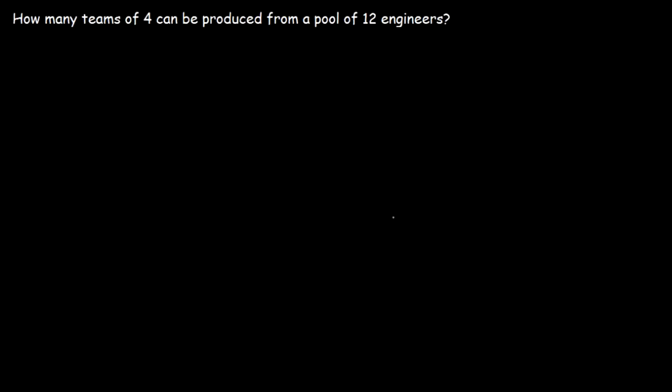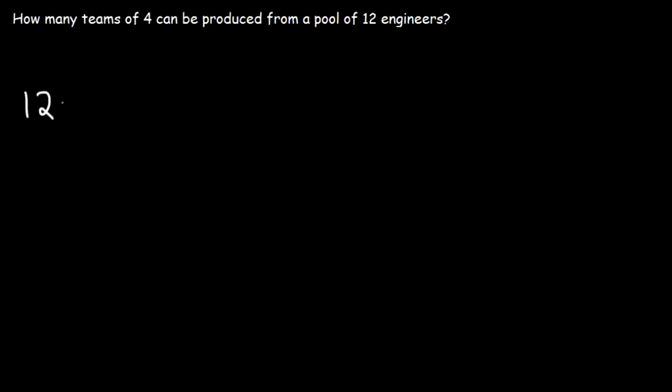So let's say I select 4 individuals: John, Sue, Sally, and Chris. Does it really matter if I select John, Chris, Sally, Sue? It's the same team of 4. So in this problem, the order doesn't matter. Therefore, it's a combination. So we're choosing 4 from a total of 12.